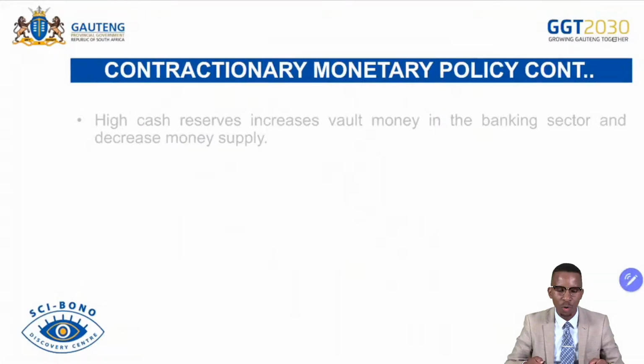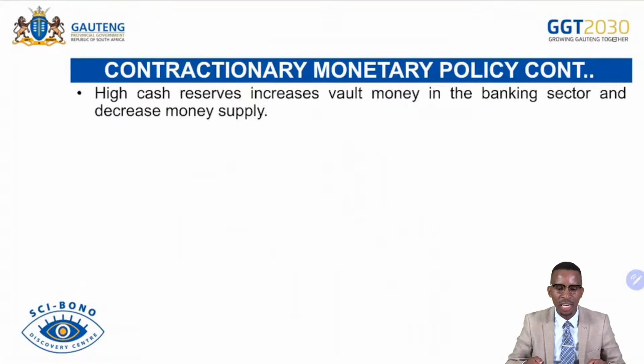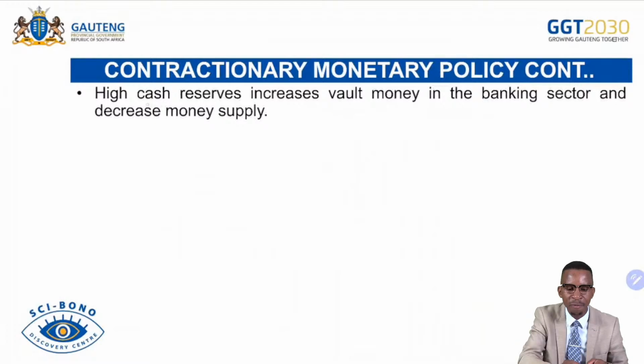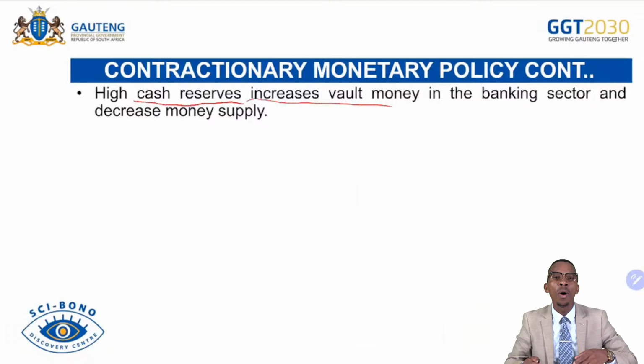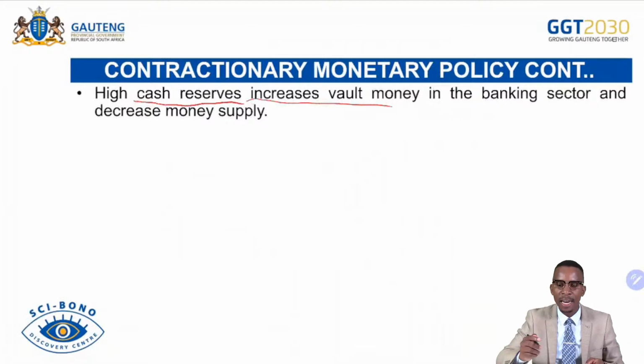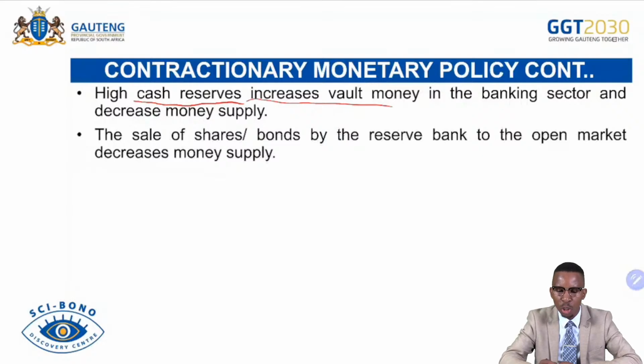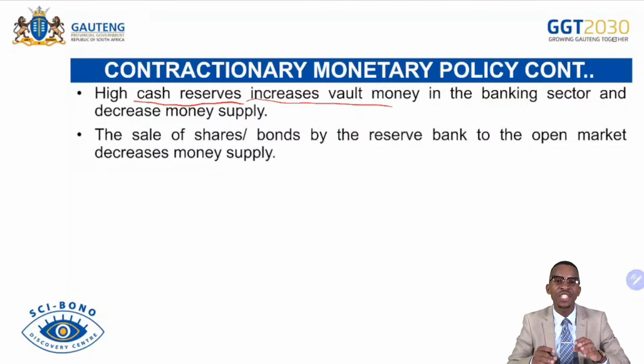We continue with the contractionary. High cash reserves increase vault money. If ever the Reserve Bank intervenes by increasing cash reserves, that will result in more money in the reserves or vault money, and then there will be less money supply in circulation, resulting in less demand for goods and services. The sale of shares or bonds by the Reserve Bank to the open market decreases money supply, meaning in open market transactions, if the central bank intervenes by selling some bonds, remember we call them government bonds, we call them financial securities, we call them paper assets, we also call them shares, it's one thing.